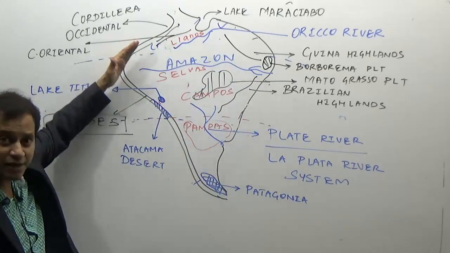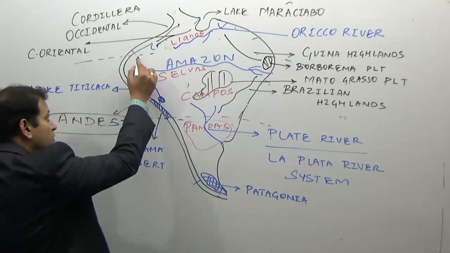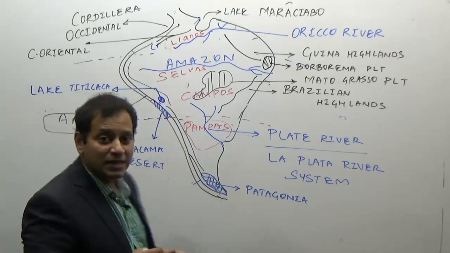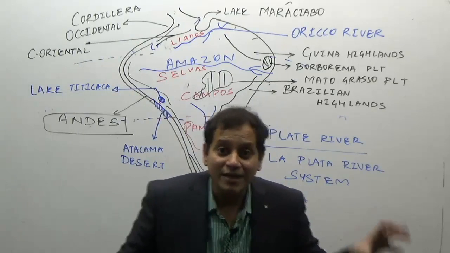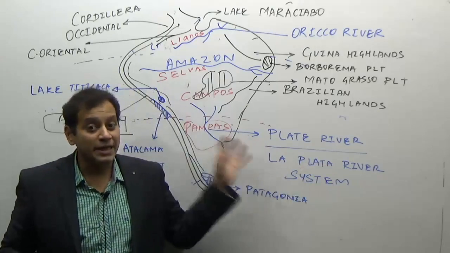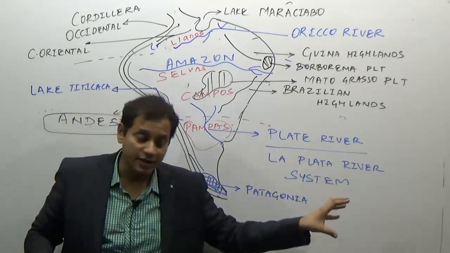It consists of the Andes mountain system. Because it is a series of mountains, they are known as Cordilleras. In between the Andes, there is the highest navigable lake in the world, which is known as Lake Titicaca, and the capital of Bolivia, La Paz, is situated on this Lake Titicaca.